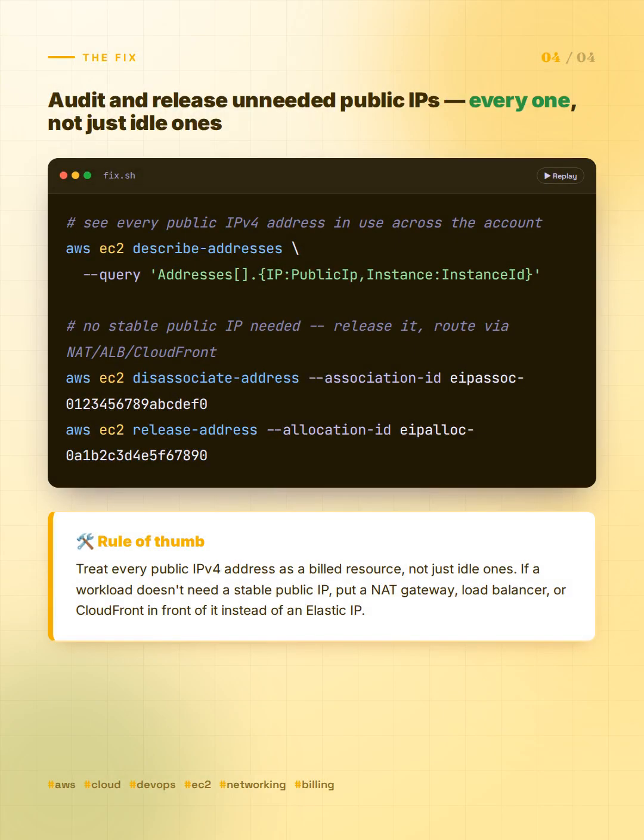The fix is to stop assuming a running instance makes its public IP free, and actually check how many public IPv4 addresses are in use across the account. If a workload doesn't need a stable public IP, disassociate and release the elastic IP, and route traffic through a NAT gateway, a load balancer, or CloudFront instead. If a public IP is genuinely required, at least make sure it's not also sitting unattached somewhere else in the account, quietly racking up the exact same hourly charge.